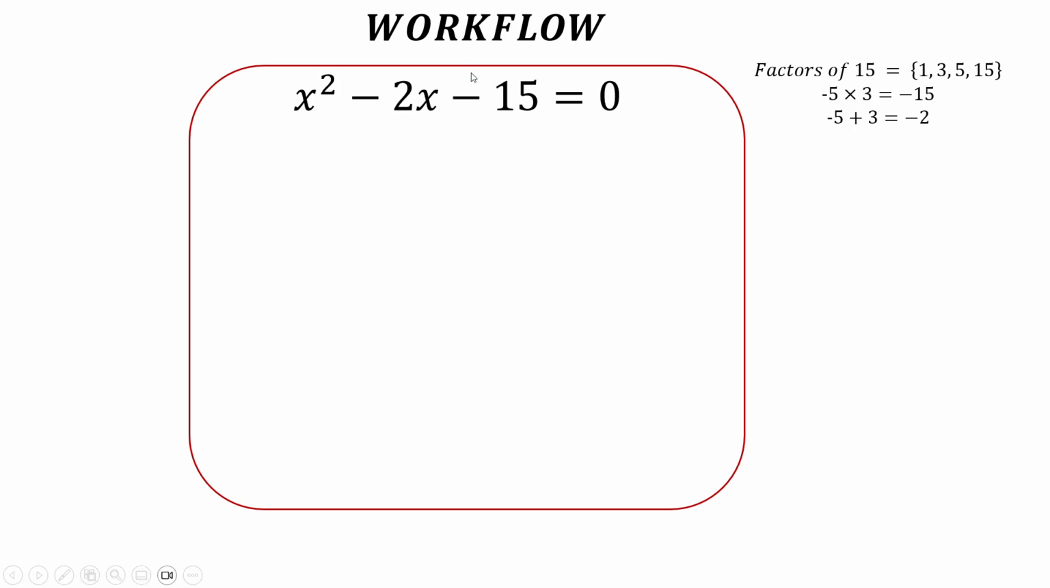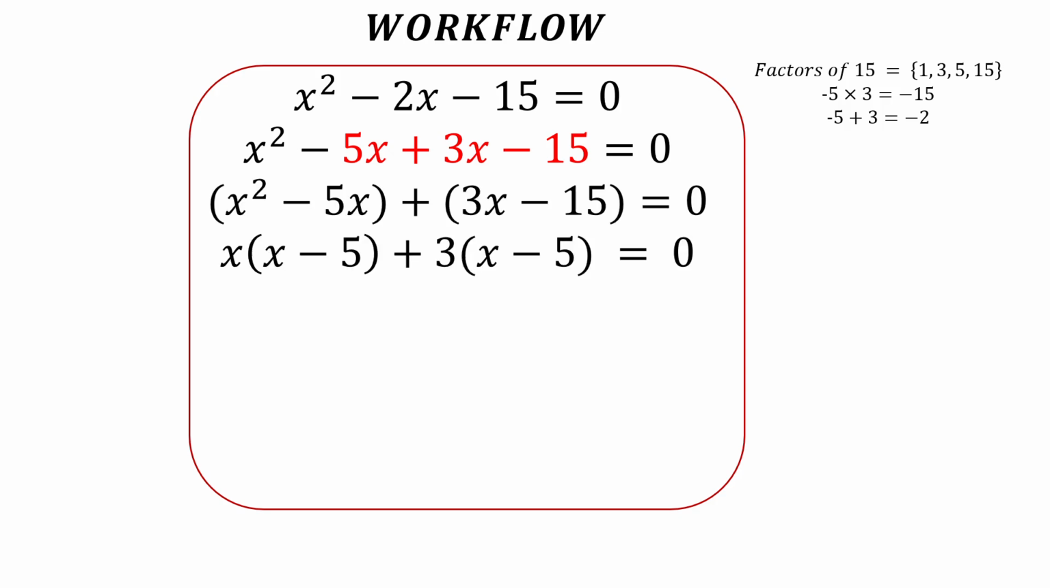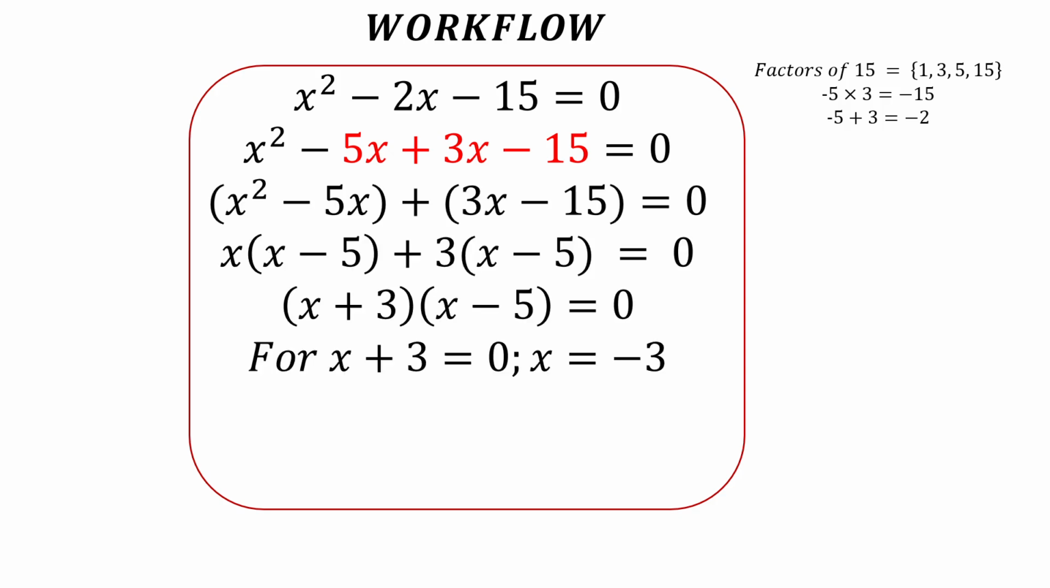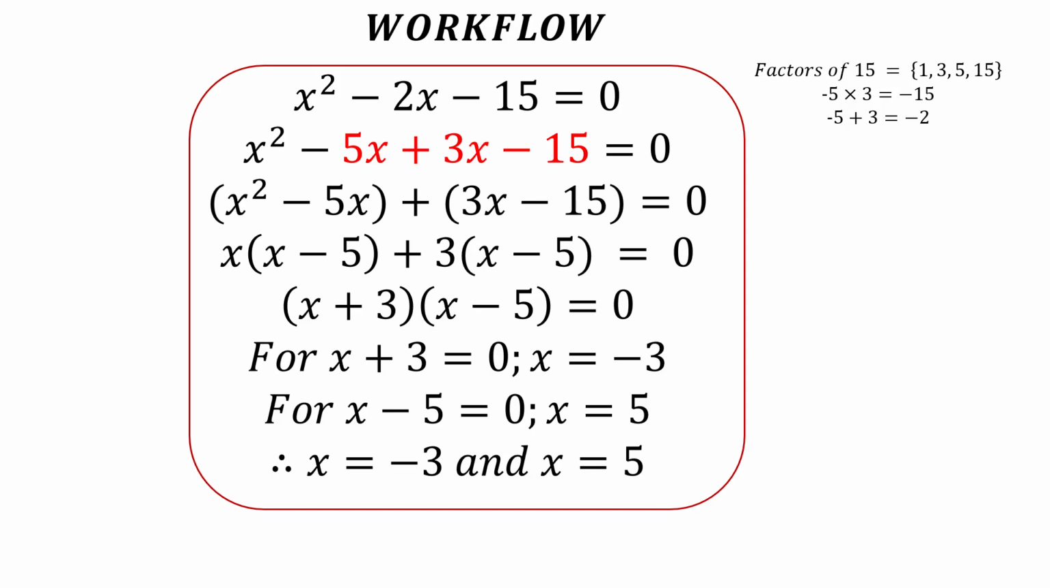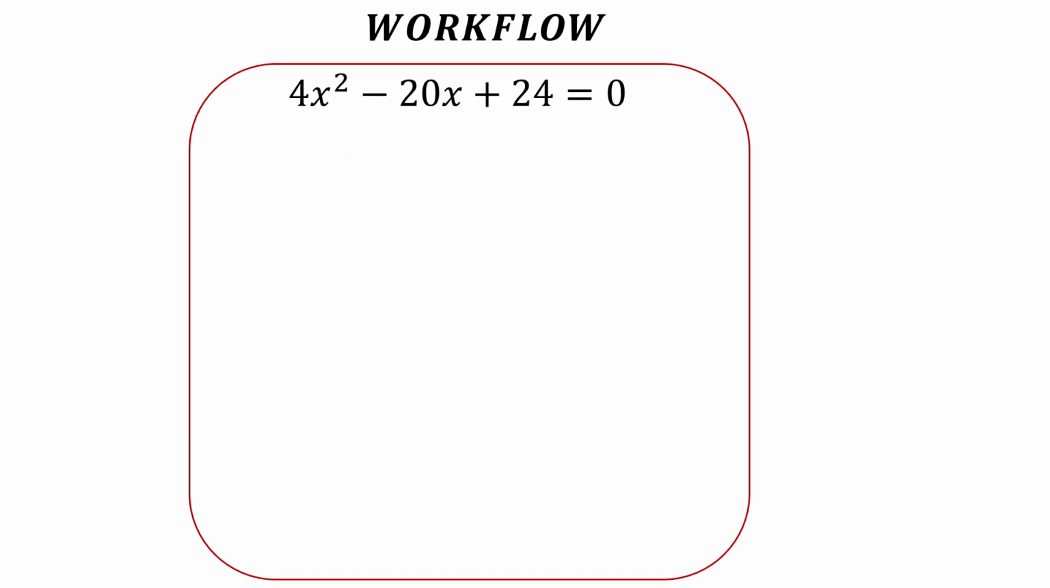We move on to the next step where we split the -2 using the two numbers. Then we group them, factorize, and equate the expression in the two brackets to 0. Then we get our final answers. Very straightforward. Okay, this is the next example. You can pause and then try.